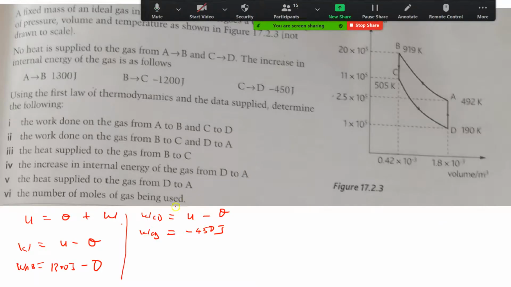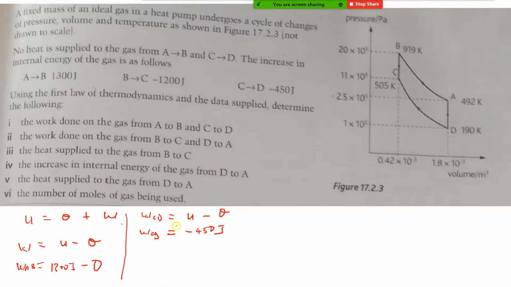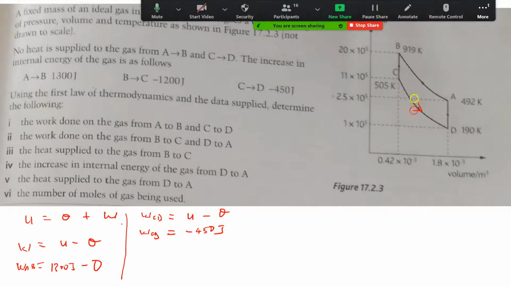Okay. So we'll just do the same thing for C to D, right? In this case, we're seeing that the work is going to be negative, and it makes sense because you're moving from C, which is here.